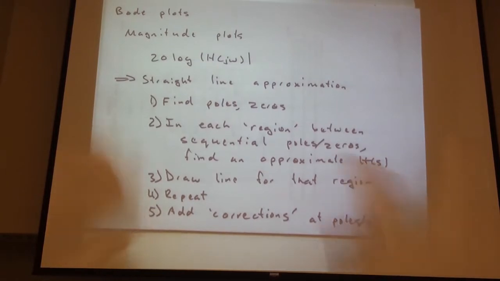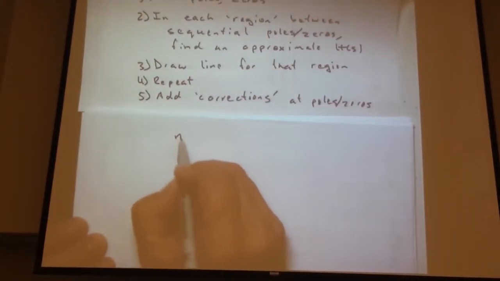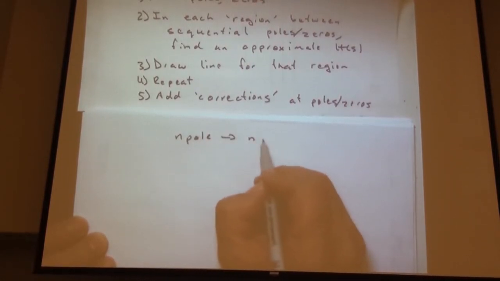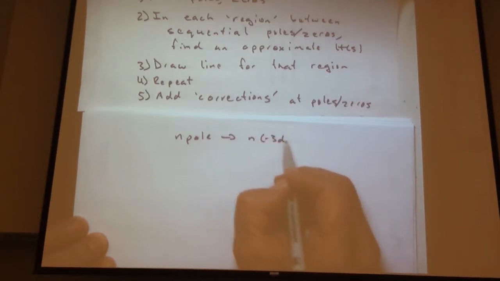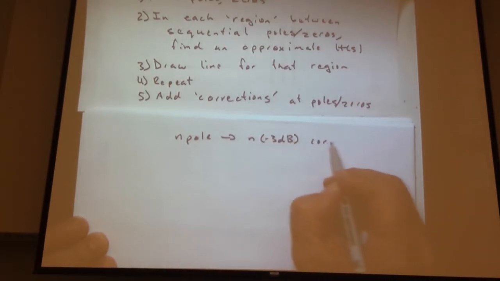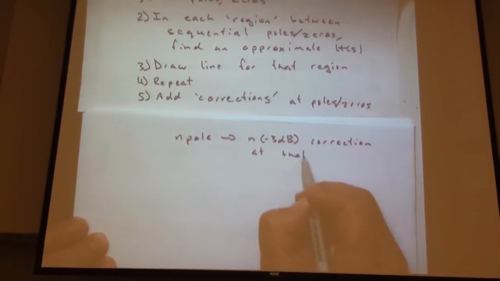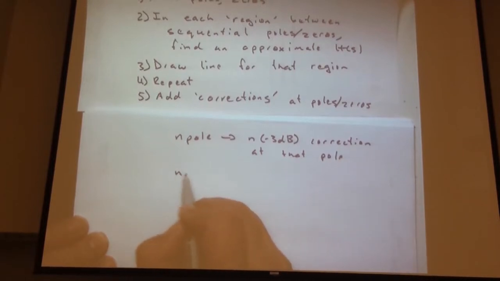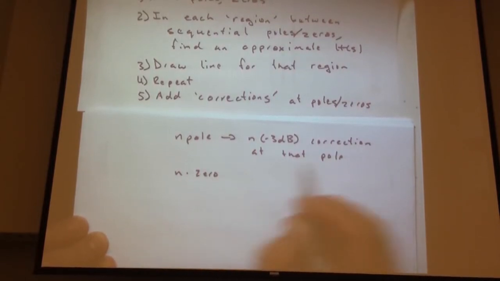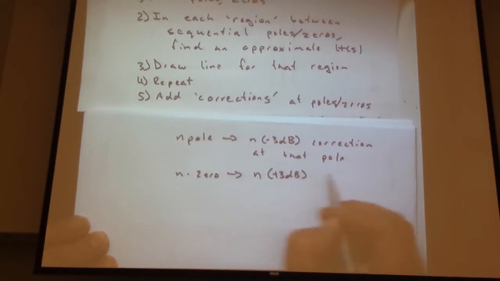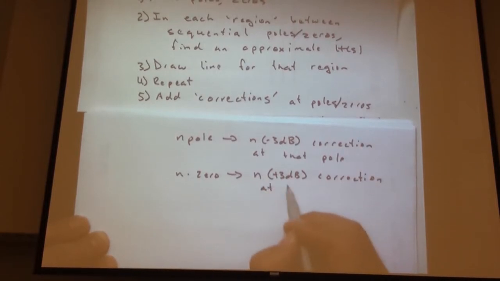And we recognize that a pole of order n is an n times minus 3 dB correction at that pole. And likewise, a zero of order n is an n times plus 3 dB correction at that zero.